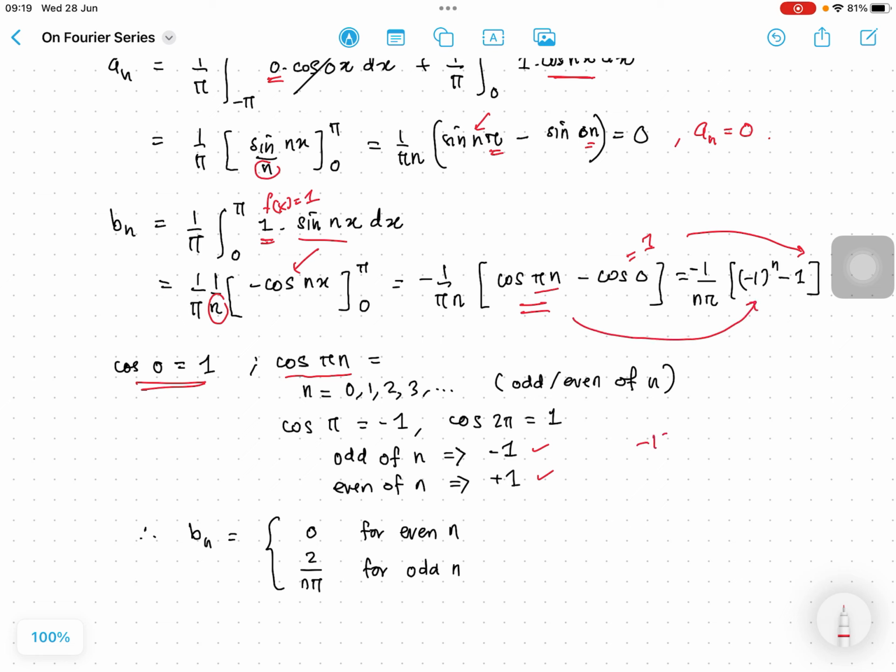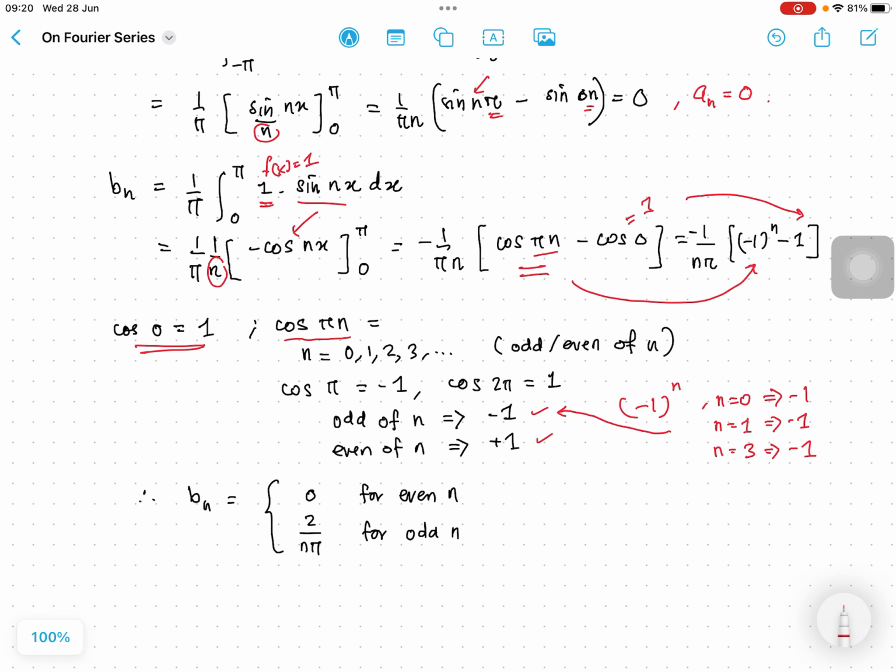What does minus 1 to the power n mean? If your n is 1, you produce minus 1. If your n is 3, you produce minus 1. So these come back to the case of odd n. In this case, you can rewrite your bn in this form for even n. For n even, they always produce positive 1. So in this case, 1 minus 1, that's why it gives you 0 from here.